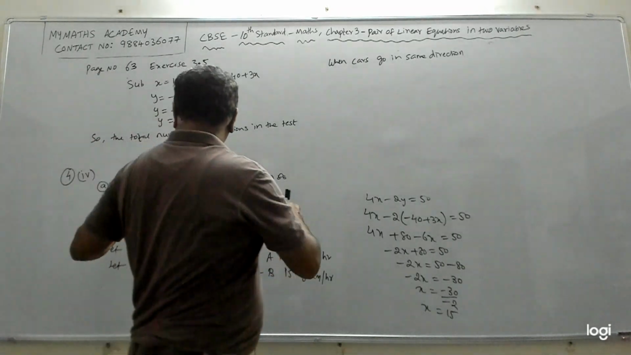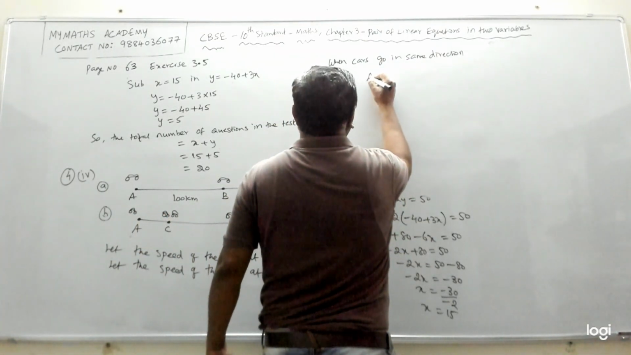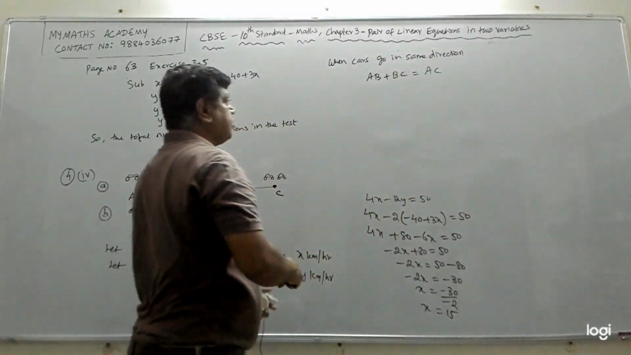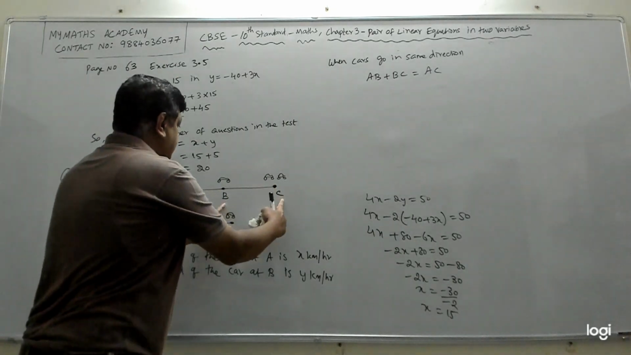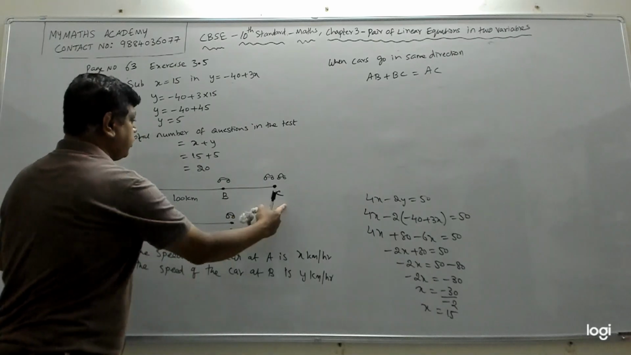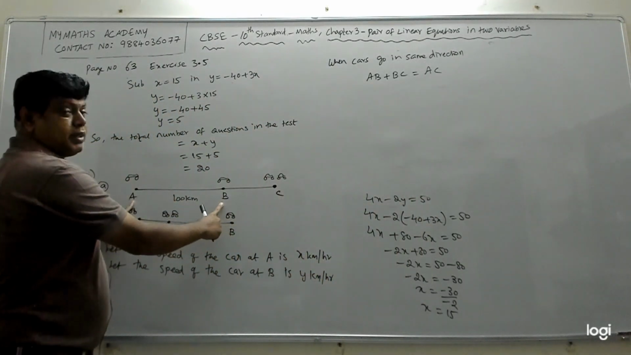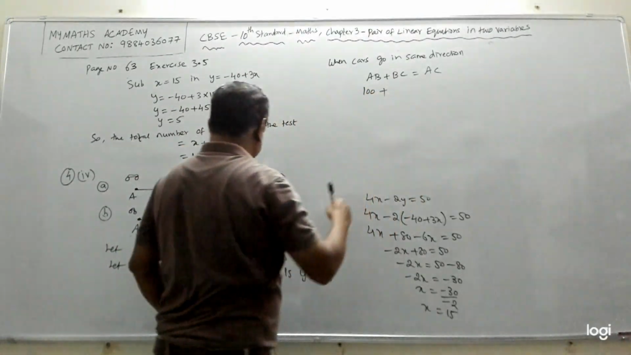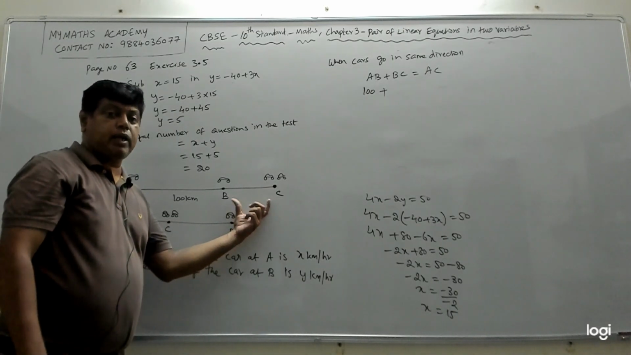Right? So now if you observe this, I can write AB plus BC is equal to AC. This distance plus this distance will be the full distance. But what is AB? AB we know. AB is 100, that was given. Plus what is BC? BC is the distance travelled by car B.